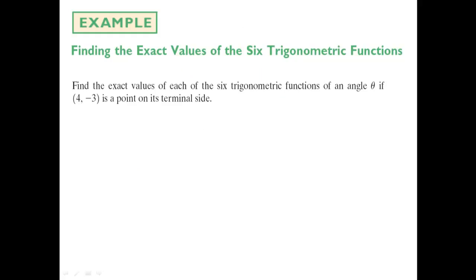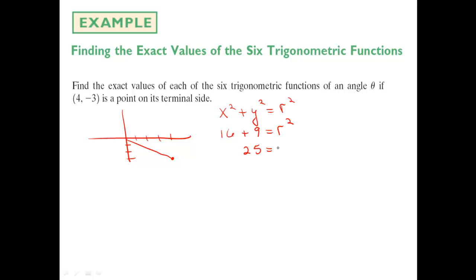So let's do an example here. Find the exact values of the 6 trig functions of an angle theta if its terminal side is at the point (4, -3). So you can see if that's on a circle, that radius is not 1. But if I use x squared plus y squared is equal to r squared, then I can plug in the values. X is 4, so I get 16. Y is -3, so I get 9. That tells me that the radius of the circle that it's on is 5. So this value right here is 5.